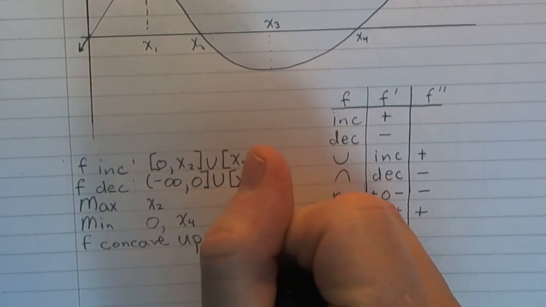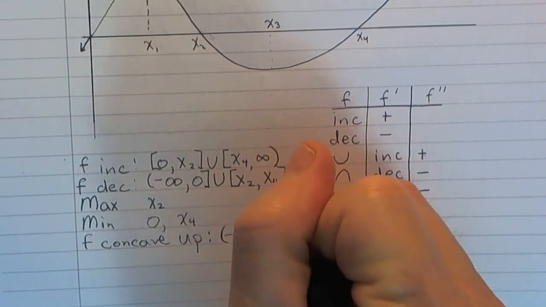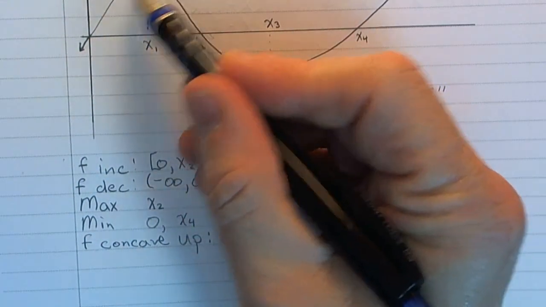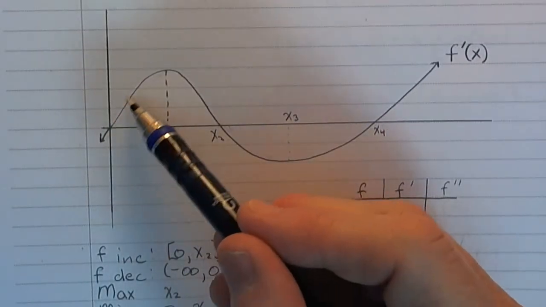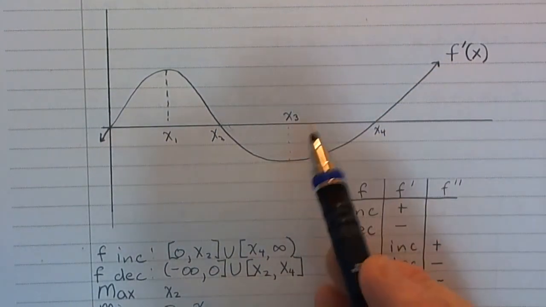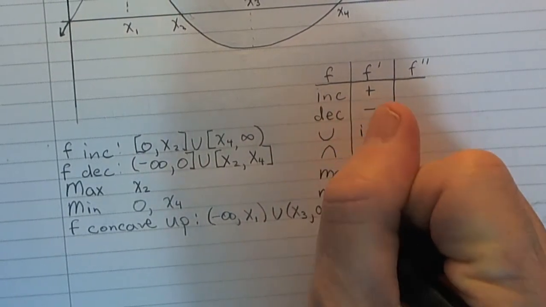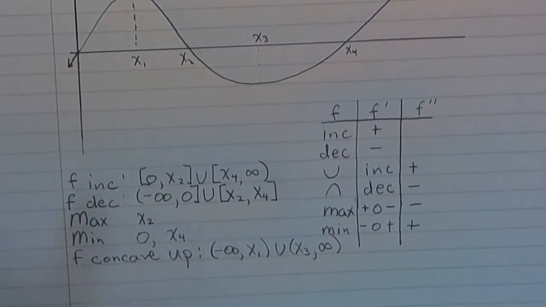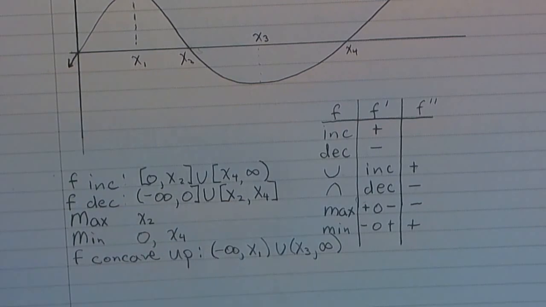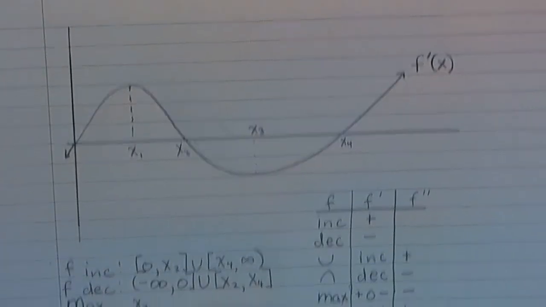F is concave up. Well, let's see here. From negative infinity to x sub 1. See? That's where f prime is increasing. Now, it's also increasing over here from x sub 3 to infinity. See? So, union with x sub 3 to infinity. So, when you're asked where is f concave up? Well, whenever the first derivative is increasing, or the second derivative is positive. They're the same, right? But we're looking at the first derivative, so we say, when the first derivative is increasing, that's when we have concave up.